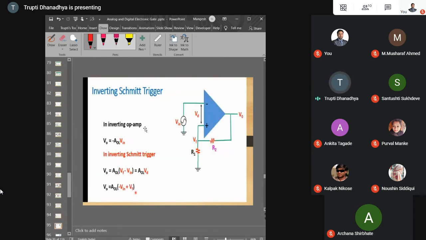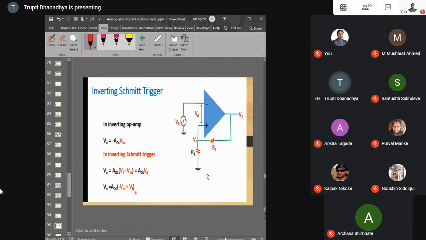This is the inverting Schmitt trigger. I already told you there are two types of Schmitt trigger, non-inverting and inverting. How to decide whether it is inverting or non-inverting? Please see here. The supply is given to the negative side. That's why the name is inverting Schmitt trigger, because at the output we get a 180-degree phase shift of the square wave. So that's why the name is inverting also.